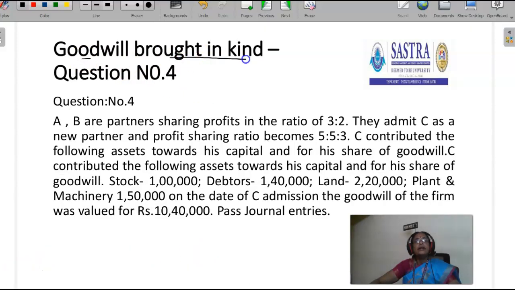Then goodwill brought in kind. Sometimes the partners may not be able to bring premium or capital in the form of cash. What would be the entry we have to pass in that case?